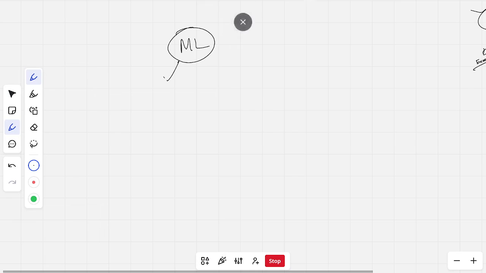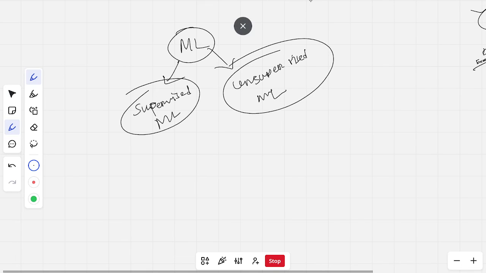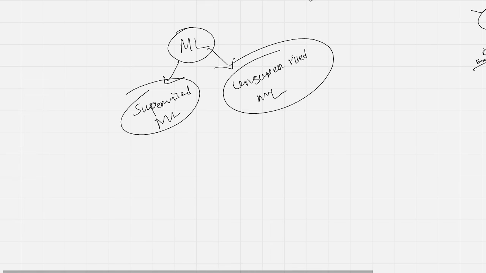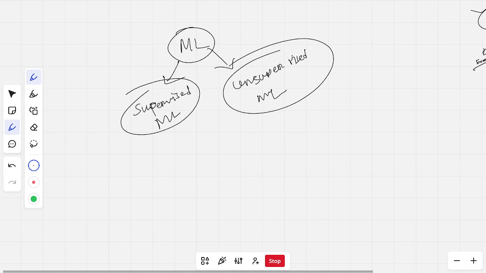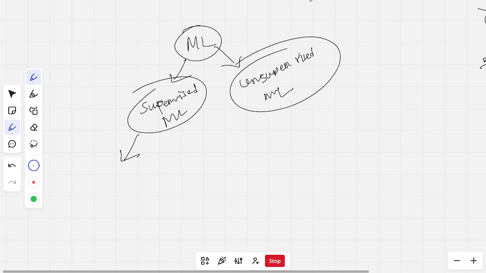So there are many categories of machine learning. Firstly, supervised machine learning, and unsupervised machine learning. There are also many categories like semi-supervised learning, online learning, and reinforcement learning. So we will learn about what it means by supervised learning.